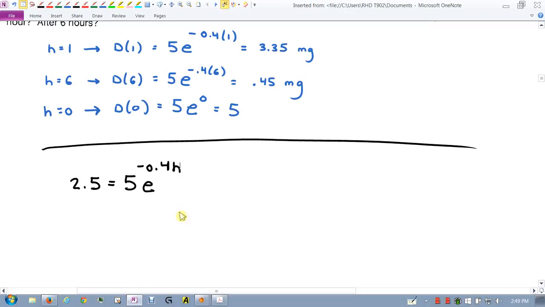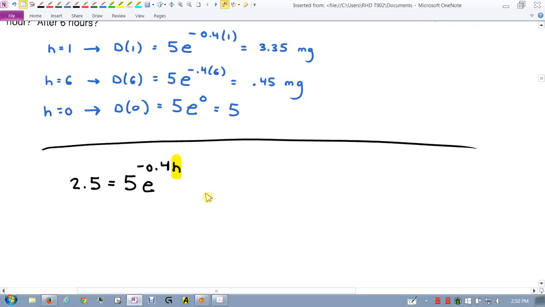Do you see that? I leave hours blank because I don't know. That's what I would like to know. And I make this side half of 5. Right? Unfortunately now, you're trying to solve an equation, and the thing that you're trying to solve for is up here, isn't it? Stuck in an exponent? Can't. You can do square roots and things like that if the h you want, or the variable, is down on the bottom.